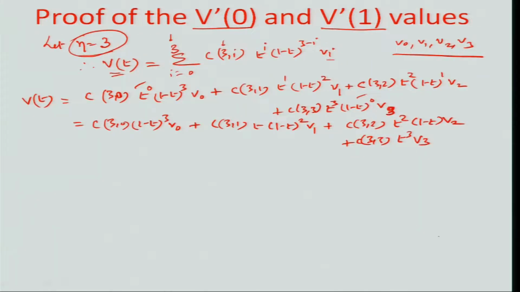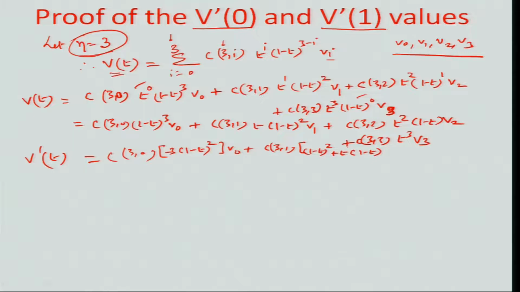Okay. Obviously, we also have to find out what v dash t is. So, the v dash t in this particular case would become equal to C30 thrice (1 minus t) square with a minus sign v0 plus C31 times of (1 minus t) square plus t times of (1 minus t). There would be a negative sign in between.